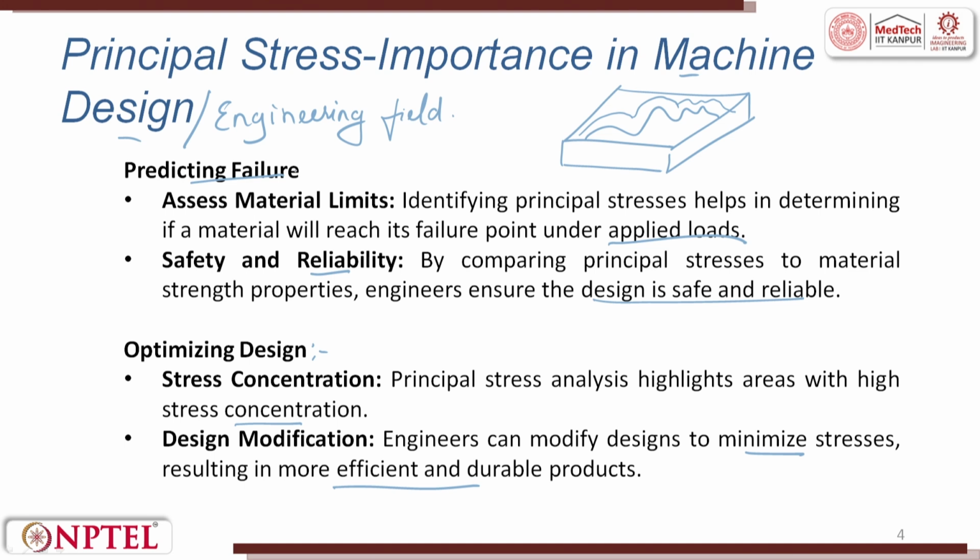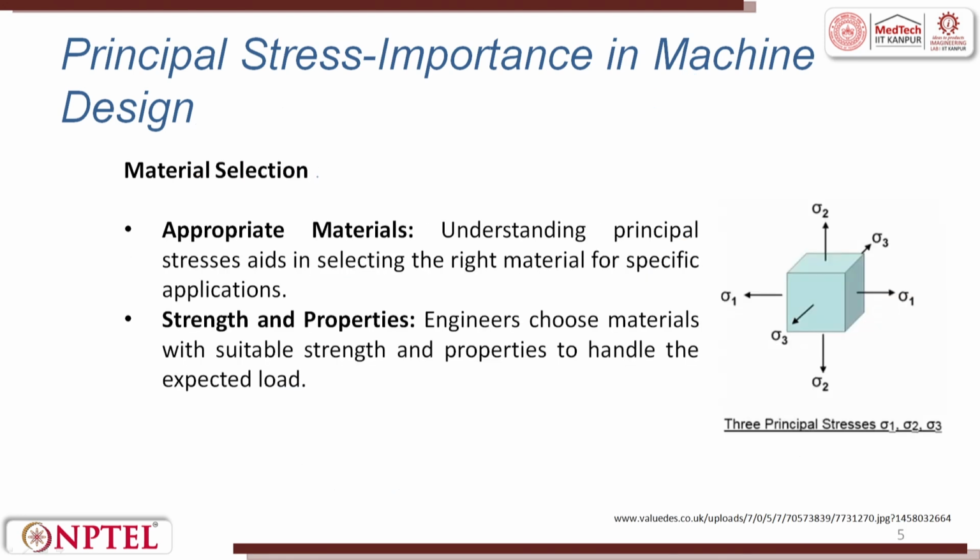So, according to the prediction of failure and optimization, the material choice is made. Appropriate materials are chosen for a given application. Understanding the principal stresses aids in selecting the right material for a specific application. The next one is strength and properties. Engineers choose materials with suitable strength and properties to handle the expected load.